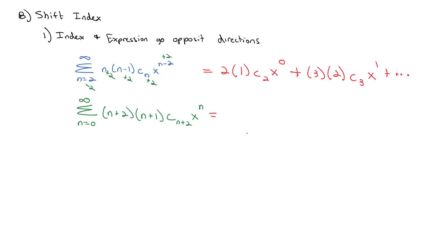If we start with 0 now at the bottom, plugging 0 in, 0 plus 2 is 2, 0 plus 1 is 1, c sub 0 plus 2 is 2, x to the 0, plus, next we plug 1 in. 1 plus 2 is 3. 1 plus 1 is 2. C sub 1 plus 2 is 3. X to the 1 plus, and as you can see, we are ending up building the exact same series.